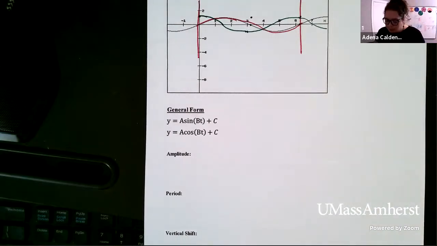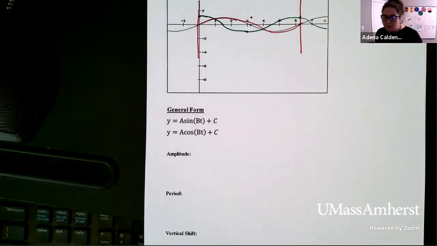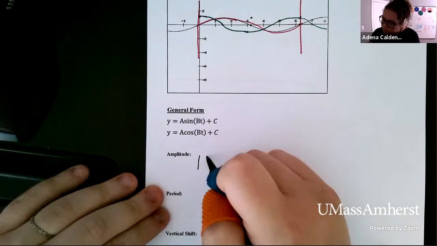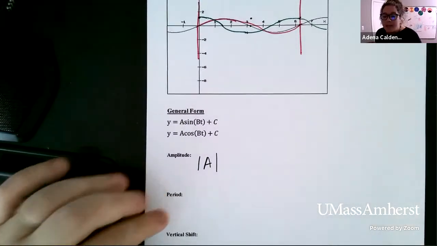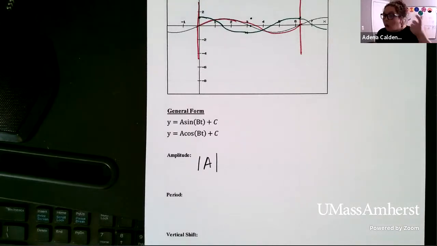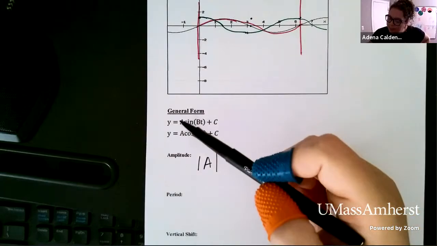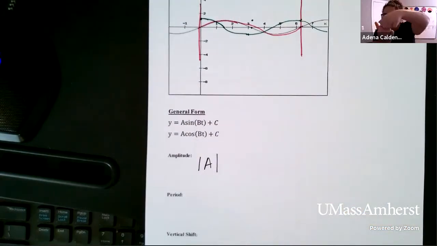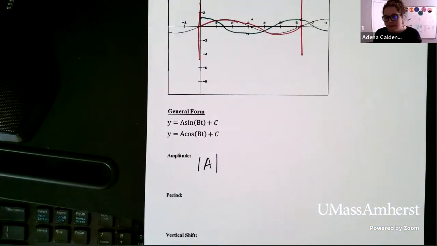So the amplitude for both these functions is going to be the absolute value of a. And the reason why that's true is because we notice that the amount that sine and cosine vary from the midline is the same for sine and cosine, and it has a unit of 1, which means if we're multiplying something here, all it does is stretch it in both directions the same amount.